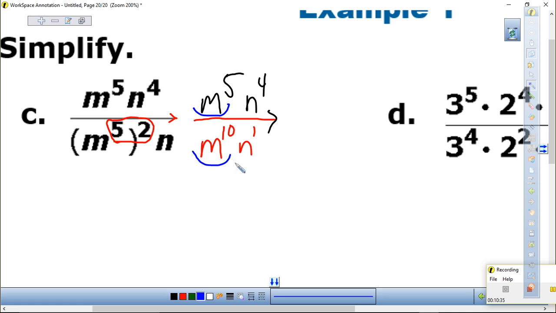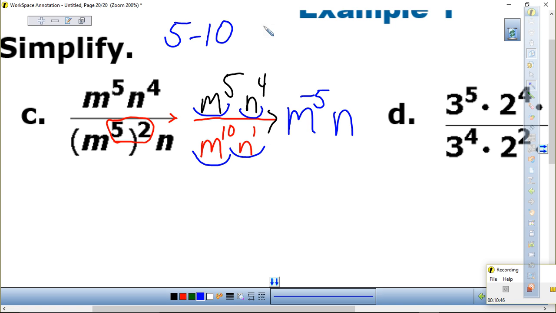Are these the same bases? Yes, that's m. So what happens to the exponents? We subtract. 5 minus 10 is negative 5. Are these the same base? Yes. And then we do 4 minus 1, which is 3, and we're done.